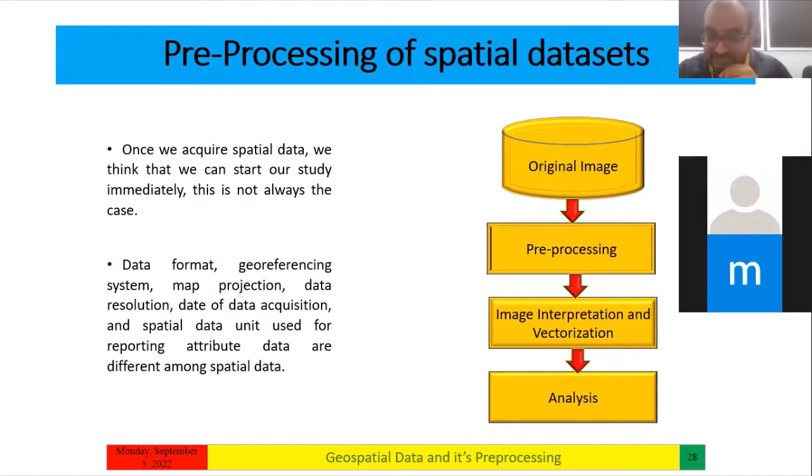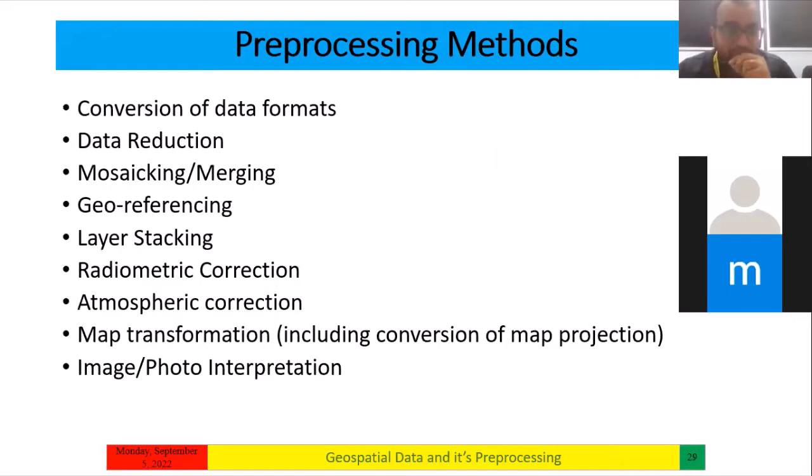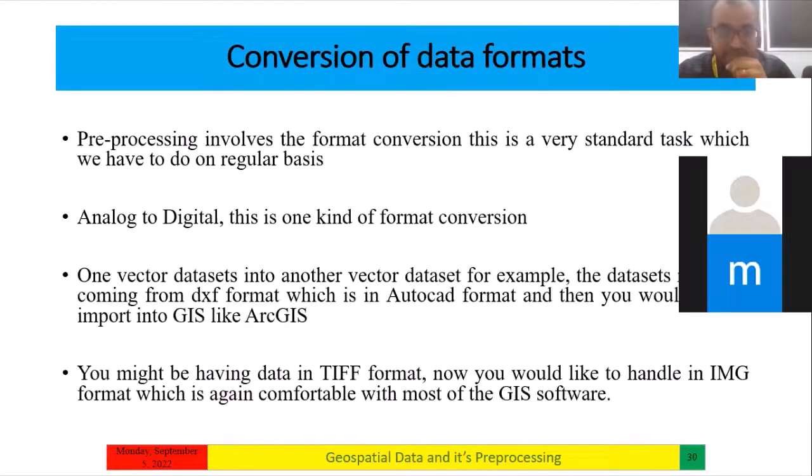So georeferencing system, we have to georeference, means if only the image is provided and its locations are missing, then we can go for georeferencing. Map projections, data resolutions. We will talk one by one about these pre-processing techniques, and after pre-processing only we will go for the final analysis of this geospatial data. So the first one is conversion. Pre-processing involves format conversion.